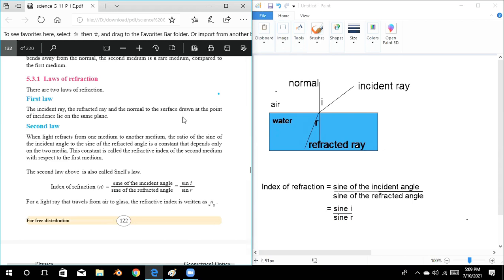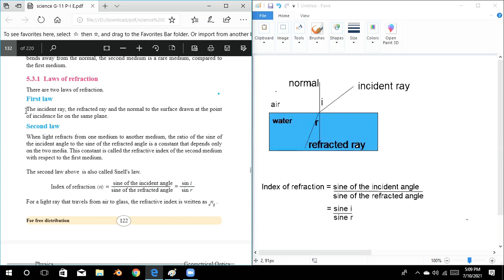Hello children, today we are going to study the laws of refraction. In the previous lesson we studied what refraction is, and in this lesson, the laws of refraction. There are two laws of refraction. First, we'll see the first law.